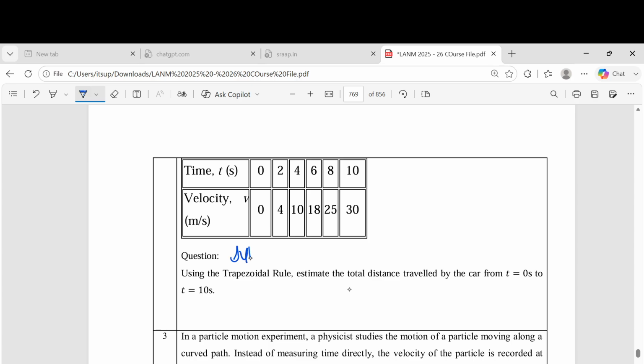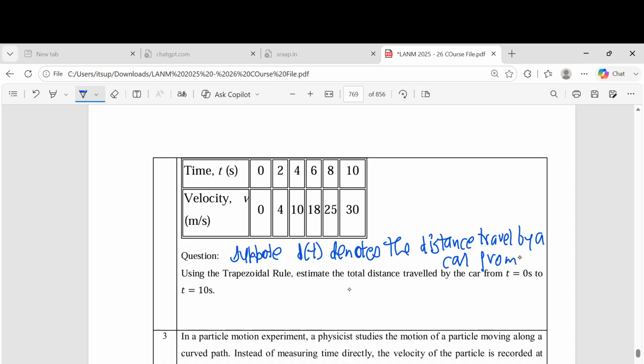Suppose D(t) denotes the distance traveled by a car from a fixed point. So the distance traveled from t equal to 0 to t equal to 10 seconds, D of t is equal to h by 2.